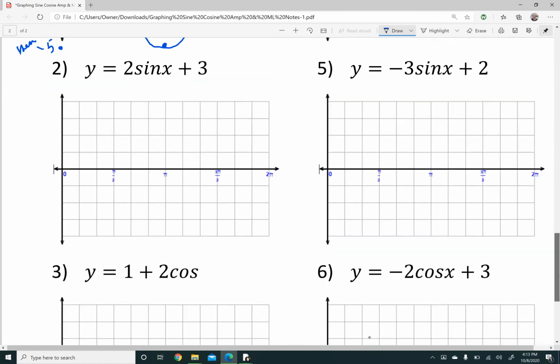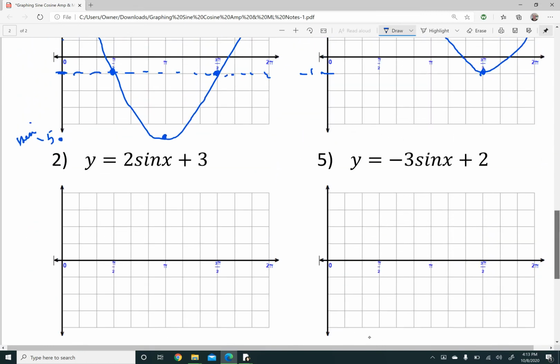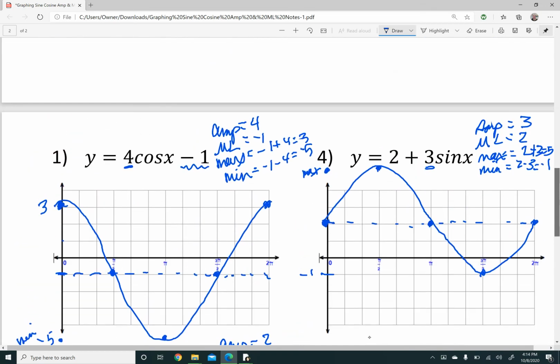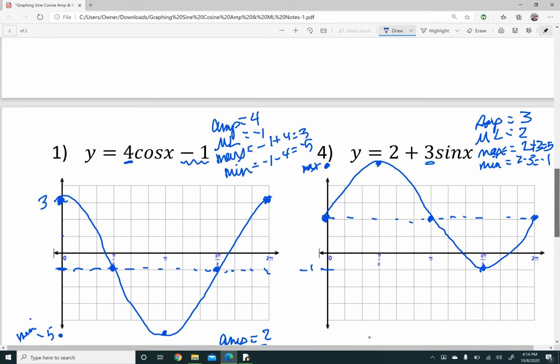Oh, I probably should have gone this way since that's number 4. Sorry about that. So here's my amplitude, which is 2. My midline is 3. So my max is 3 plus 2, which is 5. And my min is 3 minus 2, which is 1. Right? Did I do that one right? Yes.